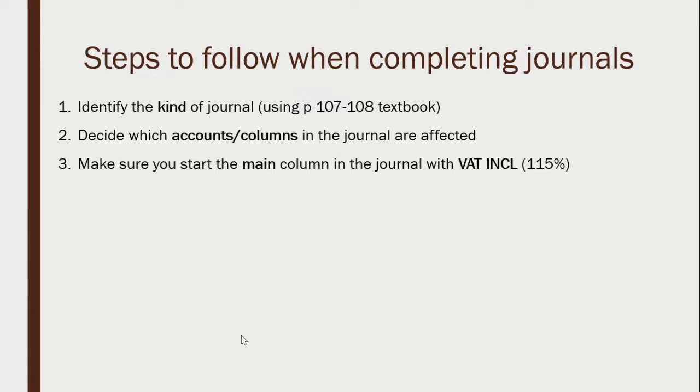Then we have to start with the main column. Now, the main column would be dependent on what type of journal we are looking at. So if we have the cash book receipt journal in our example, our bank column would be the main column. That amount is inclusive of VAT, so that represents 115%.